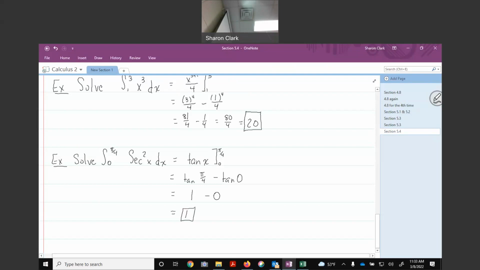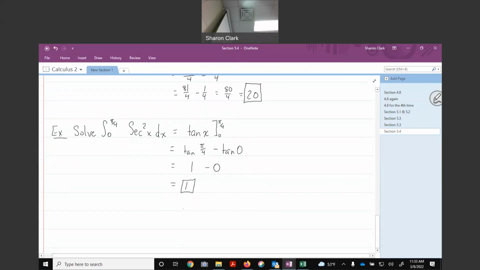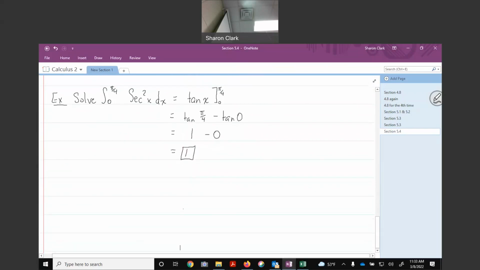Now, we're not going to ever get away from the area thing. Pi over 2 is halfway, so pi over 4 is a quarter. That's the definition. Square root of 2 over 2. Sine over cosine.